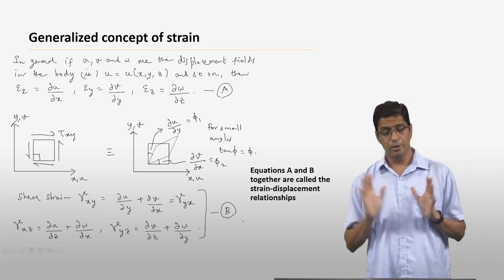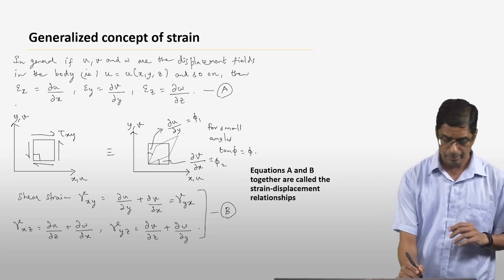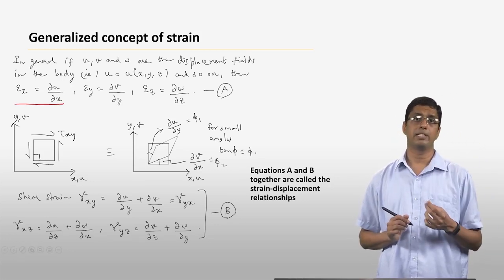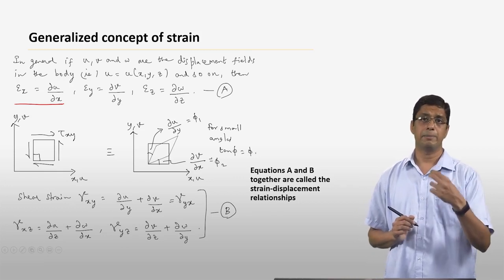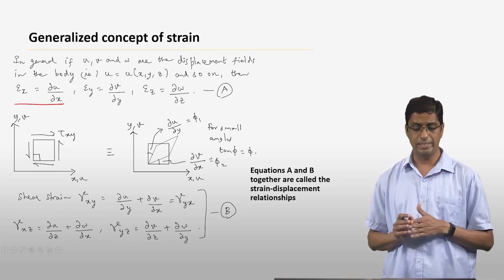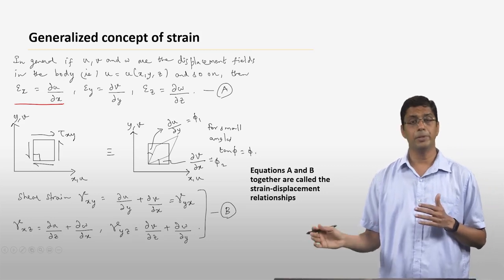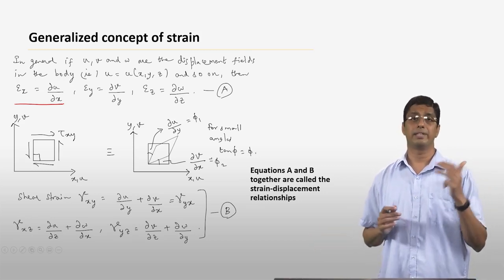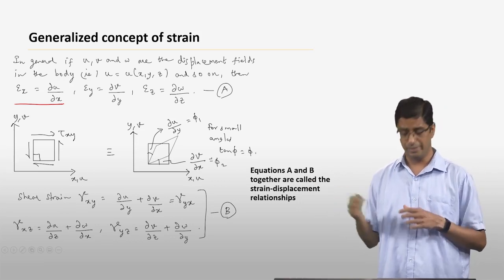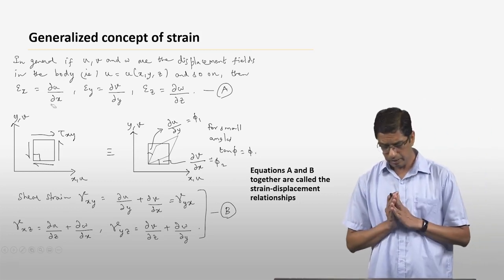If you look at this general case, then epsilon x is going to be del u over del x, epsilon y is going to be del v over del y, and epsilon z is going to be del w over del z. Again, all these are partial derivatives, and u, v, and w are the displacements along the x, y, and z directions. They are all functions of the location x, y, and z of any point. So that is the general definition of the normal strains.